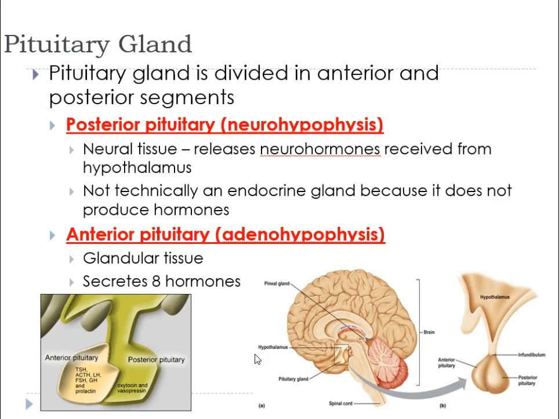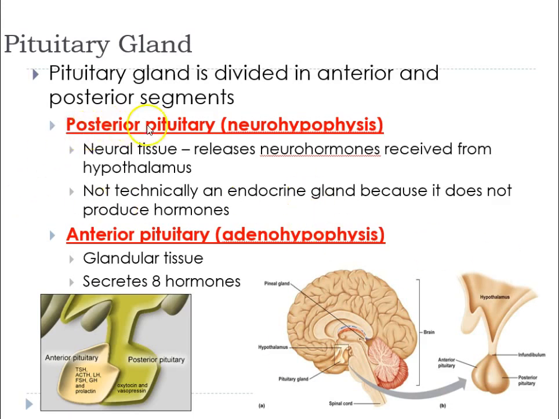So what we're going to have to do is, you'll probably see that I've given you a chart in lecture. You're going to name all of the hormones, and whether they are produced from the posterior or anterior pituitary gland.